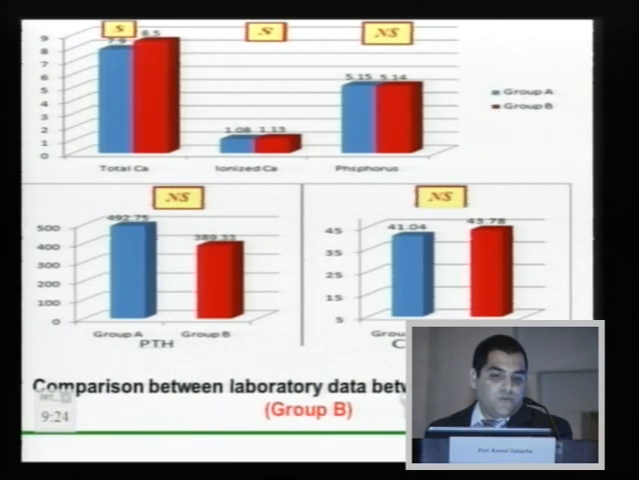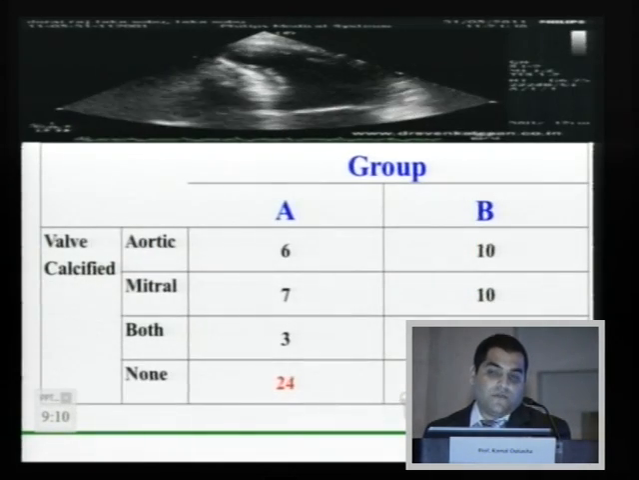But PTH showed non-significance. Although it was higher in the low calcium dialysate, at 492, versus 389 in the high calcium dialysate, the P-value was 0.07, so there was no statistical significance.